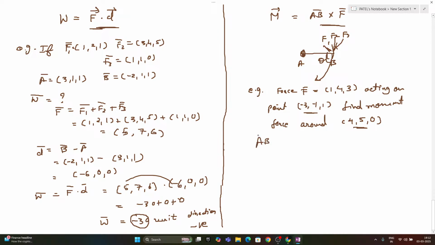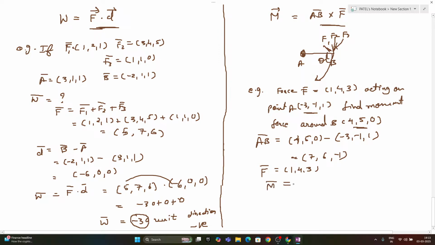So first of all, find out the AB. This is your A, this is your B. So that is 4 5 0 minus last point, fixed point minus moving point. Okay. So 4 minus minus 3, it is 7. 5 minus minus, it is 6 and minus 1. And F bar is 1 4 3. So it is just one thing.